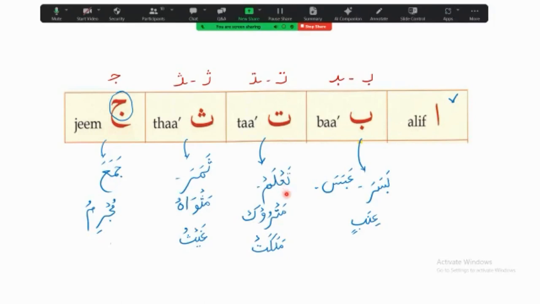When ta comes at the start of the word, this is ta'alam. Here ta is at the start, so the shape is like this with two dots on top. When ta comes in the middle, the shape will be something like this. Let's see the example of the word matsruk. Here ta is in the middle, and the shape is like this.